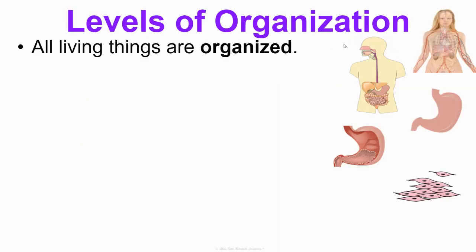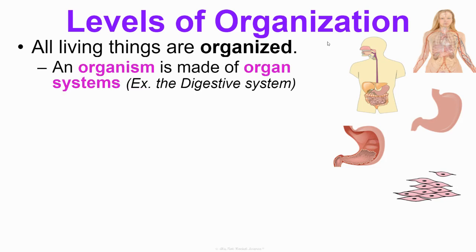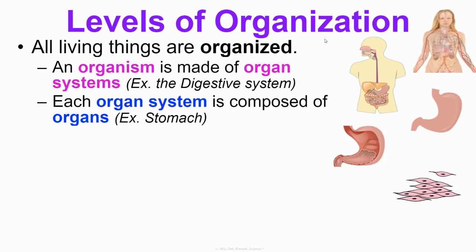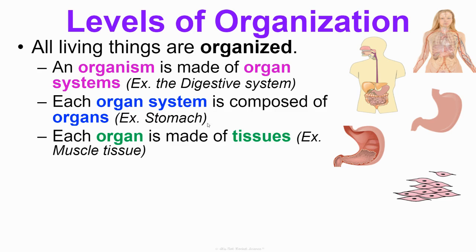Okay, so here this idea is in words. All living things are organized. We're organisms. Do you see a theme here? So organisms are made of organ systems. Each organ system is composed of organs. We talked about the digestive system and the stomach.